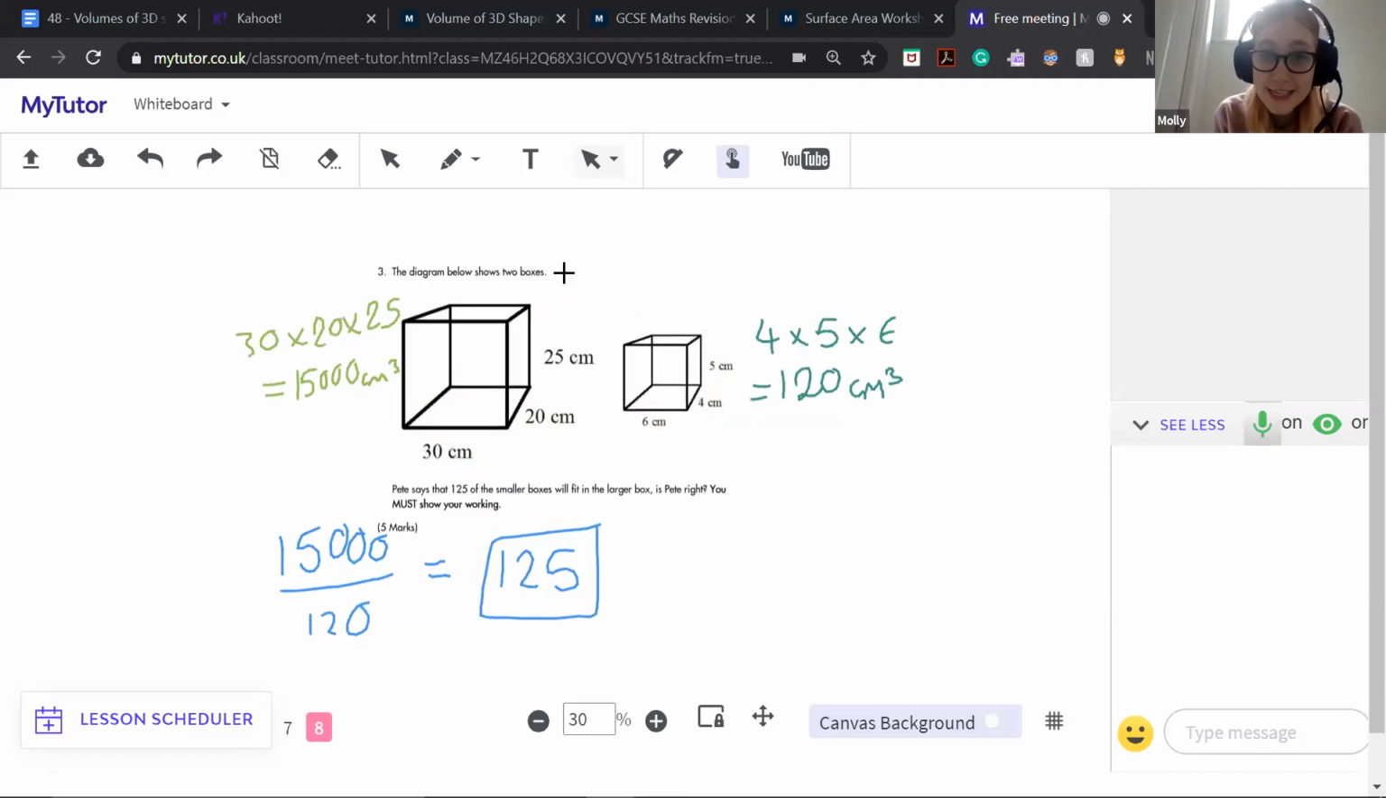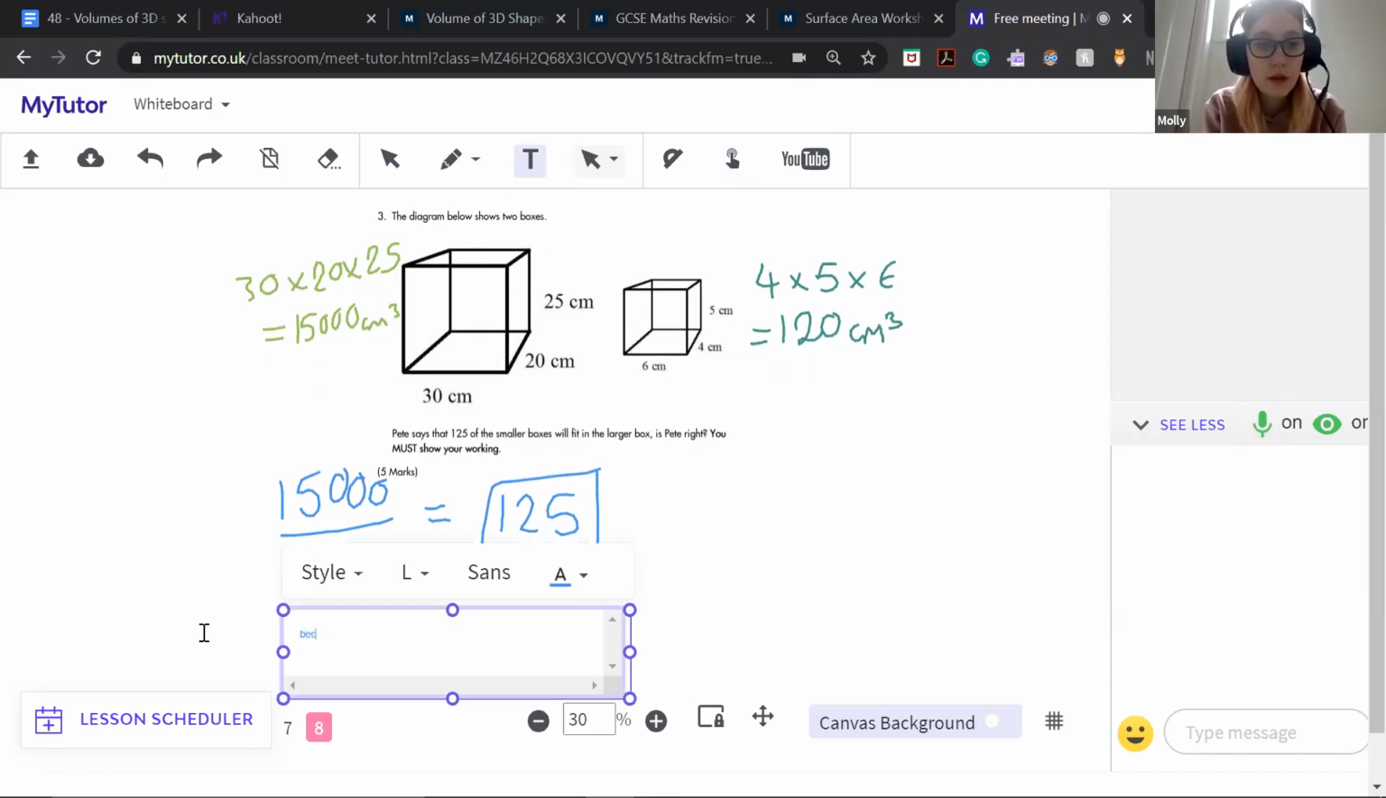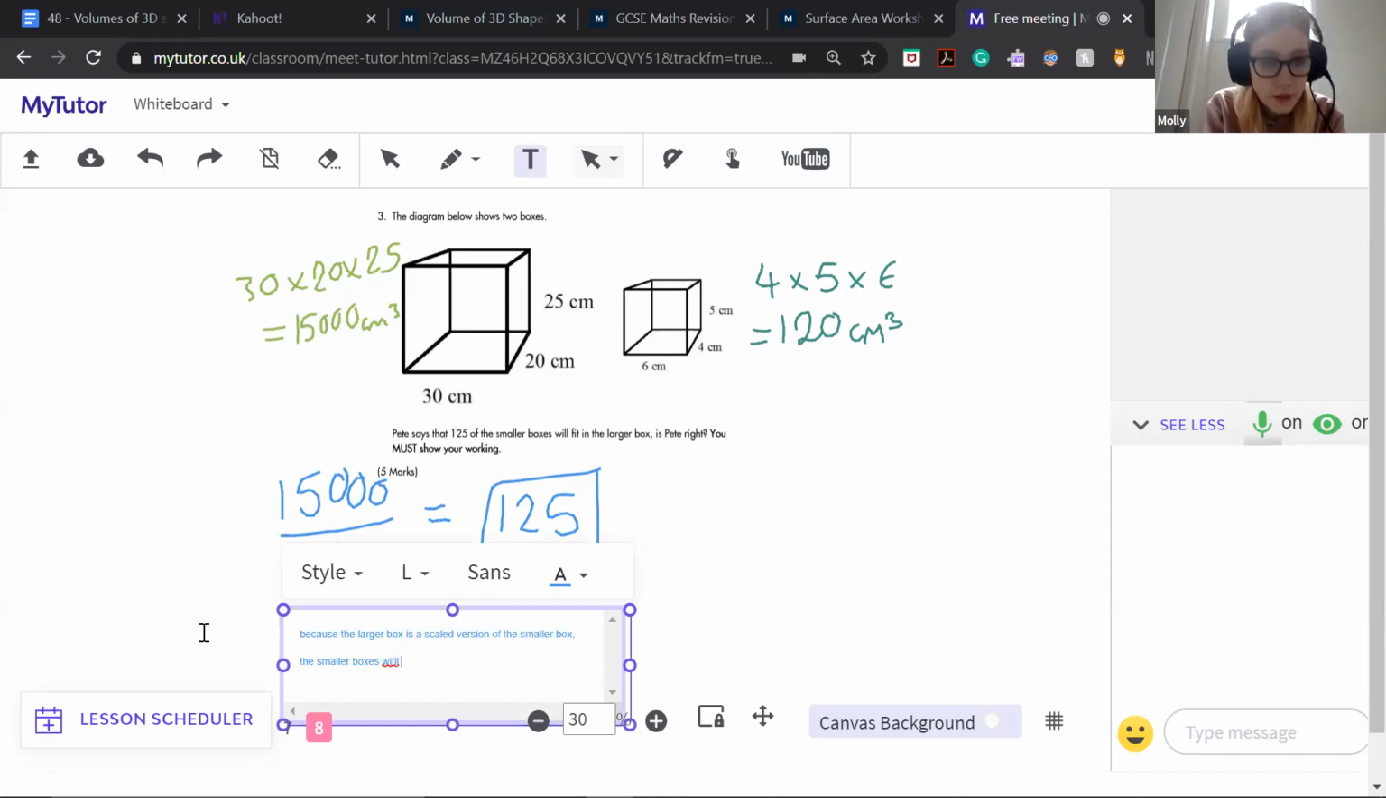So the additional thing that you have to write here is something along the lines of, because the larger box is a scaled version of the smaller box, the smaller boxes will exactly fit in 125 times. Therefore, Pete is right.